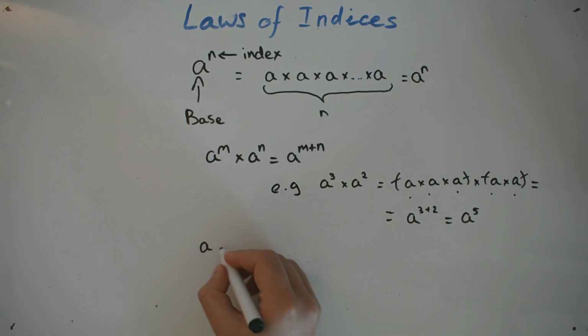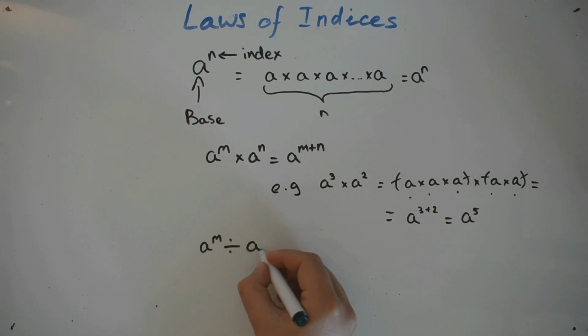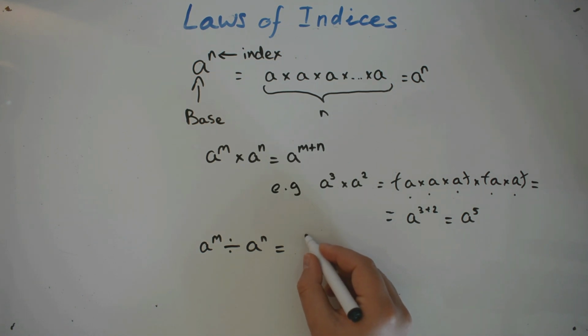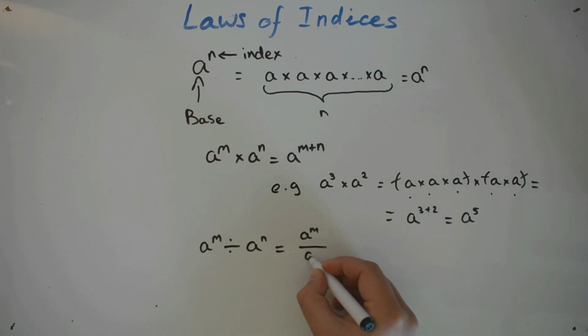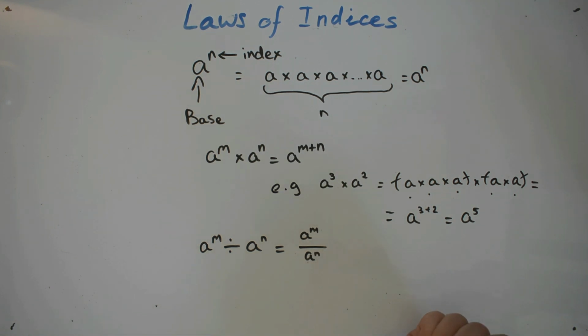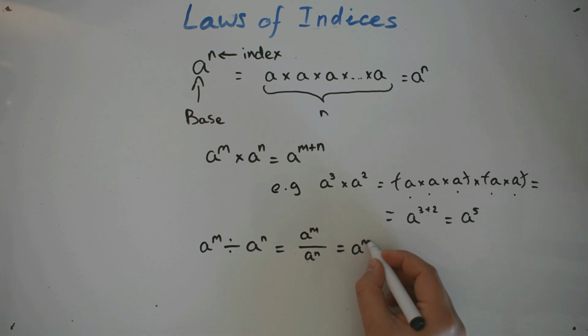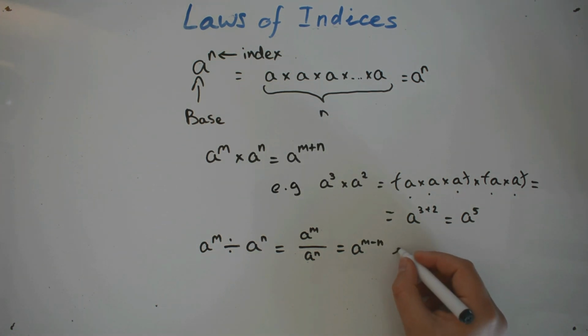The next rule is when you have a to the power of m and you divide by a to the power of n. You can also find it in the form of a fraction, so a to the power of m over a to the power of n, which is exactly the same thing. And that becomes a to the power of m minus n.